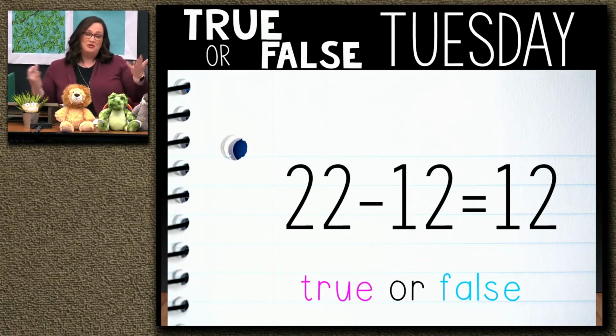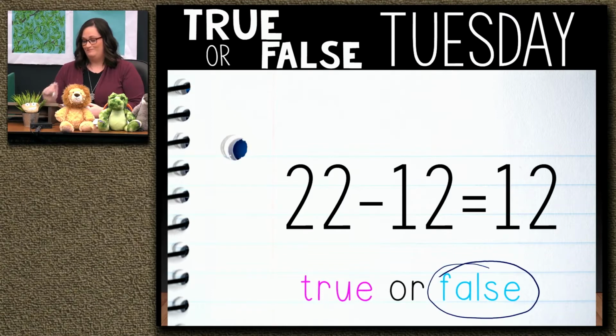True or false? Why is it false? Well, if 12 and 12 are put together, we get 24, not 22. And if I have 22 and I take 12 away, I'm going to have 10 left over, not 12. False.